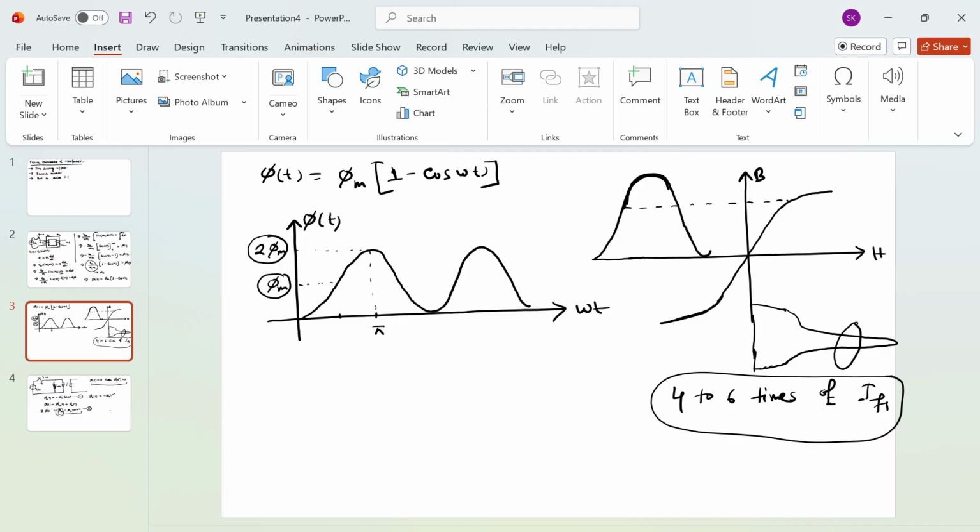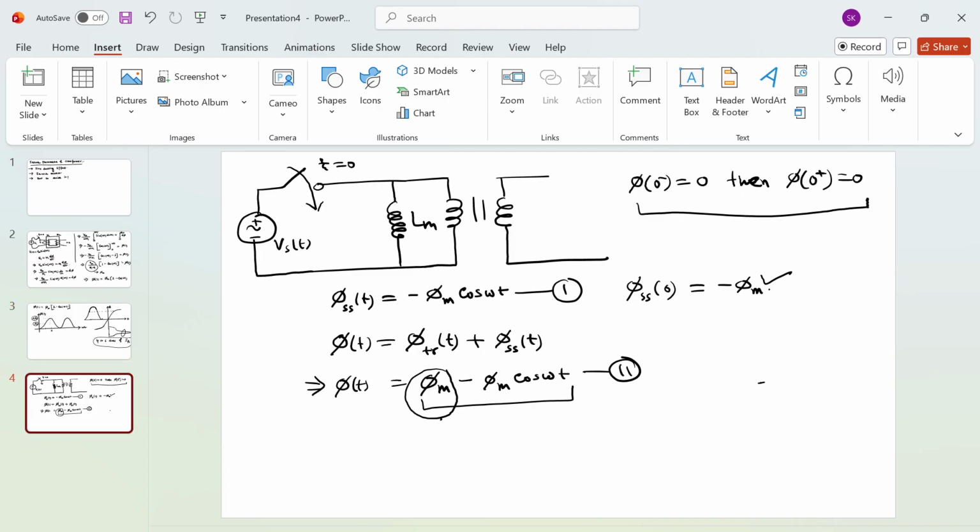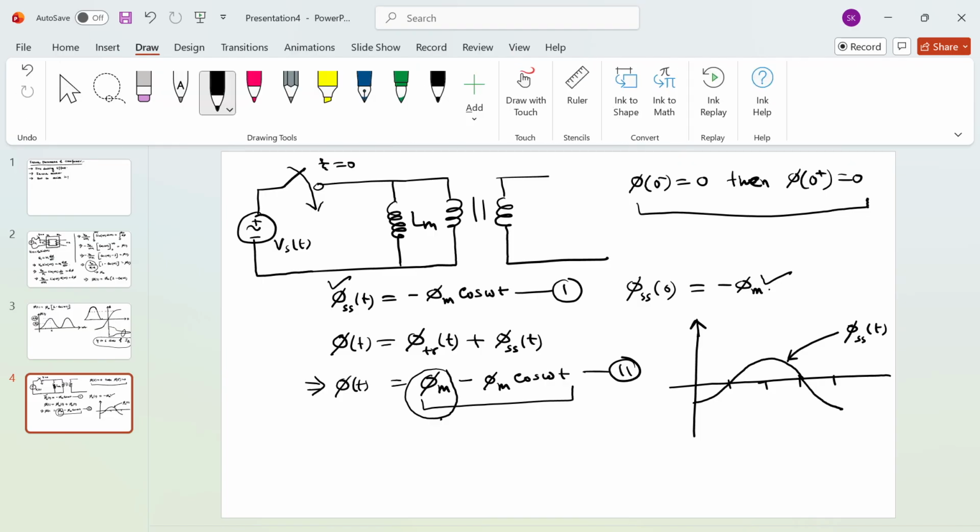Let's say I have assumed my steady state flux is minus phi m cos omega t, right? So if we try to draw minus phi m cos omega t, it will be something like that. It is my steady state flux. And here you can see pi by 2, pi, 3 pi by 2, 2 pi.